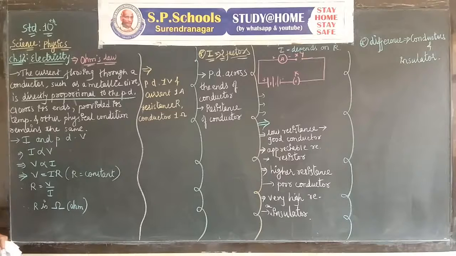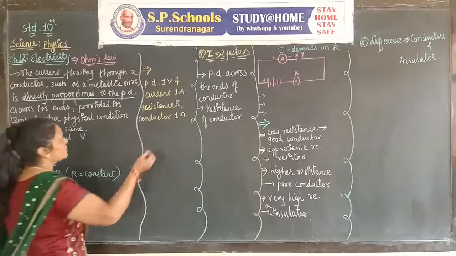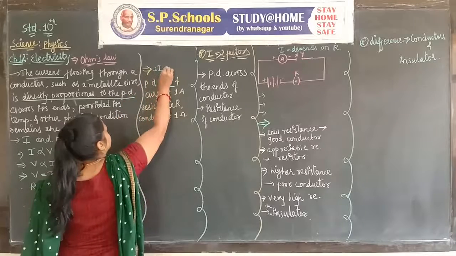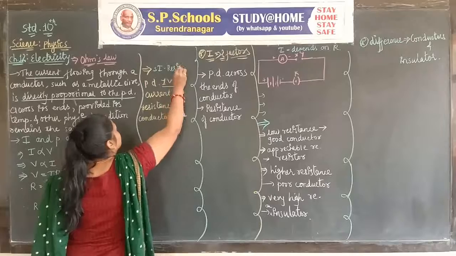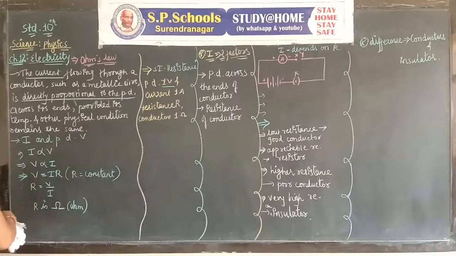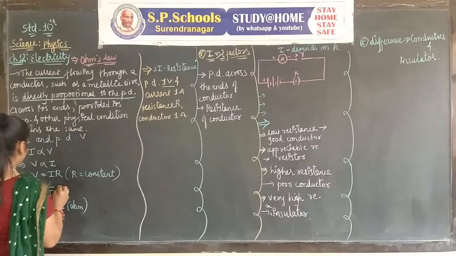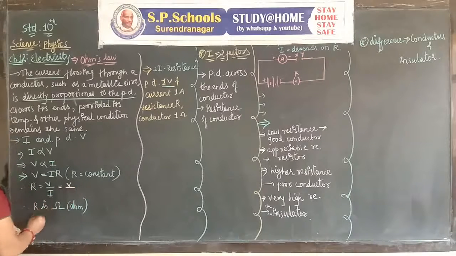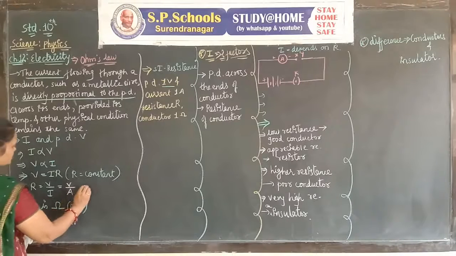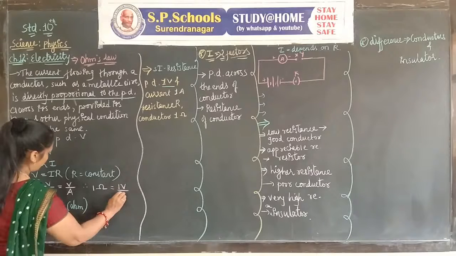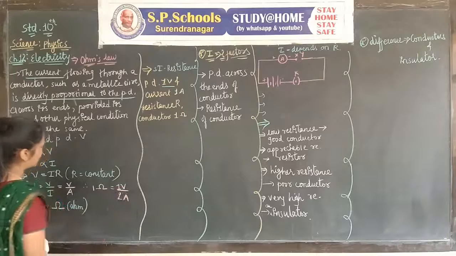If we take the SI unit of resistance, the SI unit of V is volt and the SI unit of I is ampere. So 1 ohm is equal to 1 volt per 1 ampere. We write it in this way.